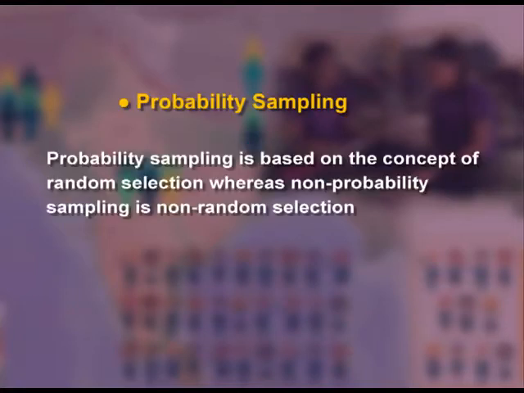Now, we are going to discuss different types of sampling. On the basis of its function, sampling is divided into two types. One is probability sampling and the other is non-probability sampling. Probability sampling is based on the concept of random selection, whereas non-probability sampling is considered as non-random selection. Further, probability sampling methods are divided into five heads.